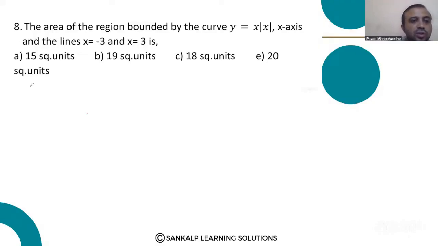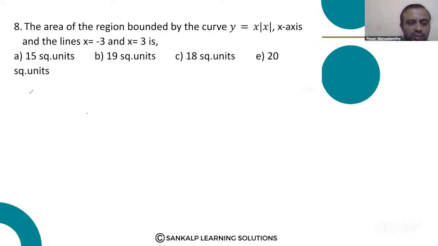Let me start solving this. It is clearly given that for x greater than or equal to 0, mod x is equal to x. So y is equal to what? x into x, that is nothing but x square, which gives a parabola opening in the upward direction.